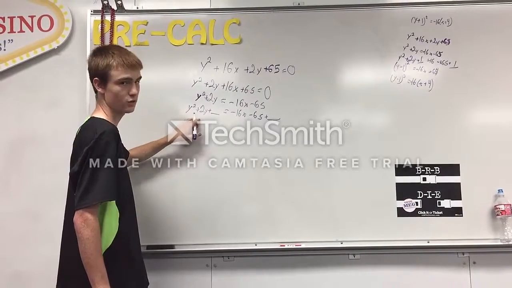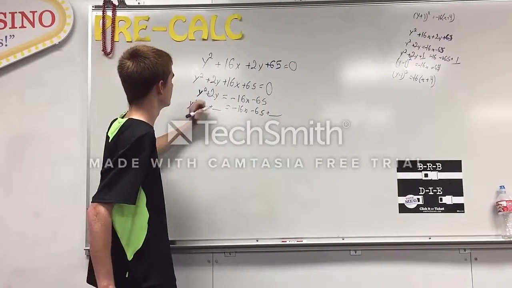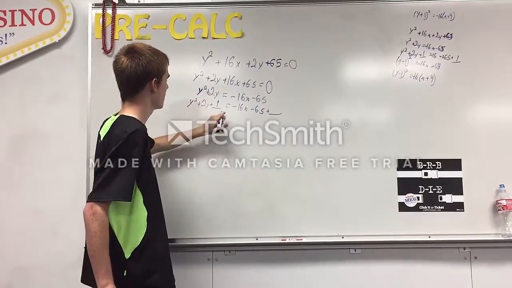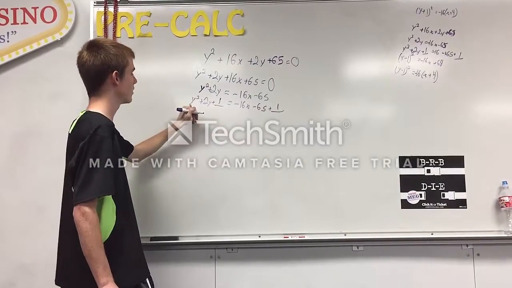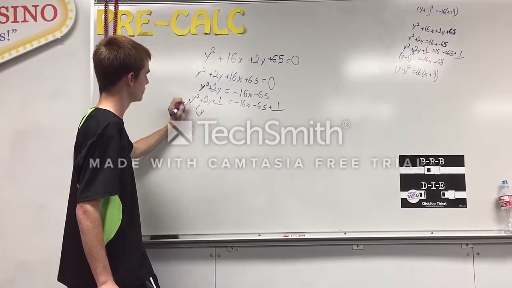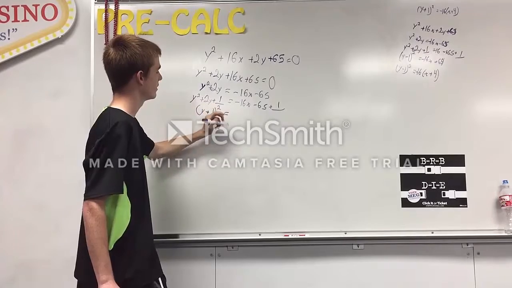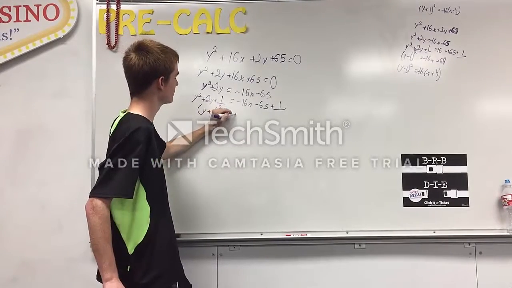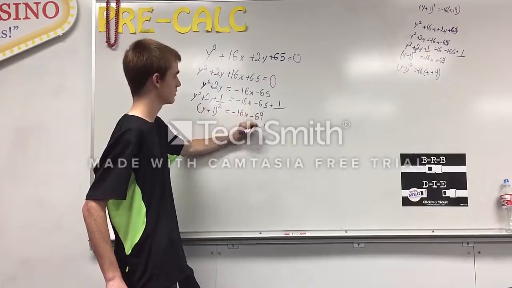To figure out the number that goes in this blank, you're going to divide this number by 2 and then square it. So 2 divided by 2 is 1, and then squaring it is 1 again. And so we're going to have 1 over here. Now we're going to simplify both of these. So y^2 + 2y + 1 simplifies into (y + 1)^2. And this side simplifies into negative 16x minus 64.